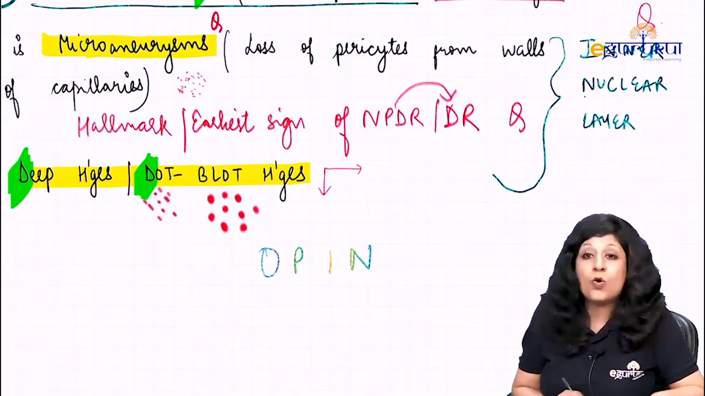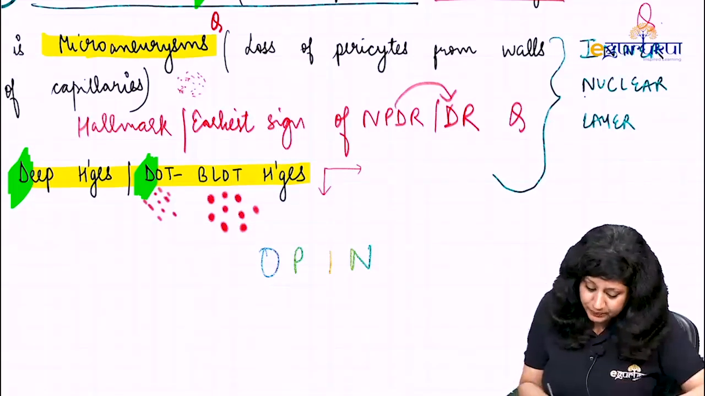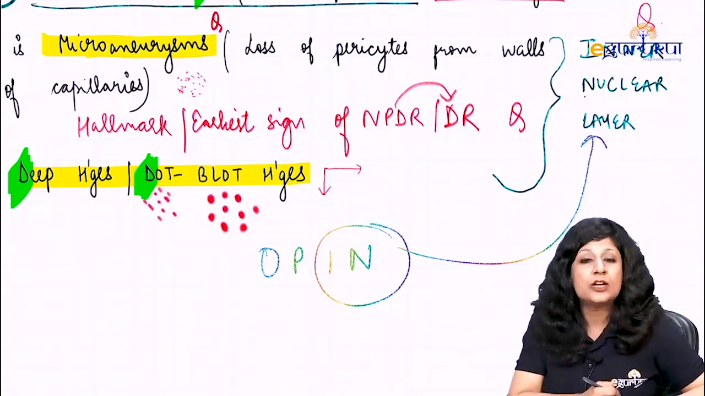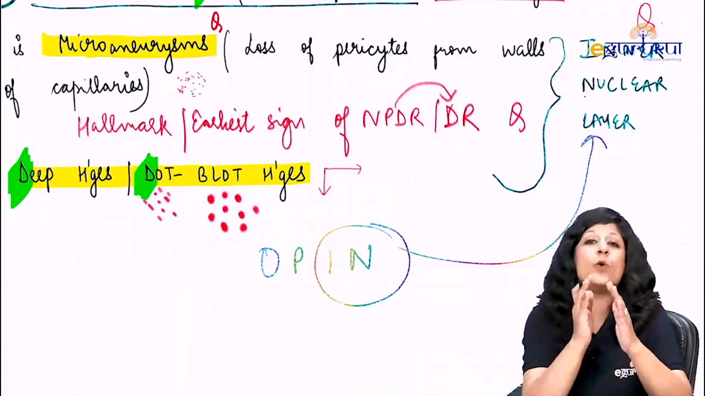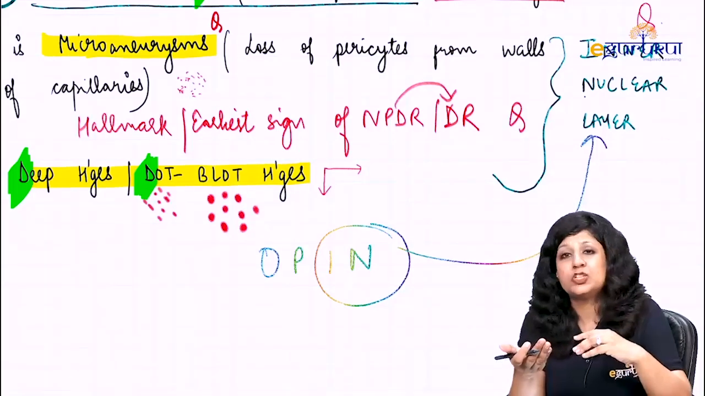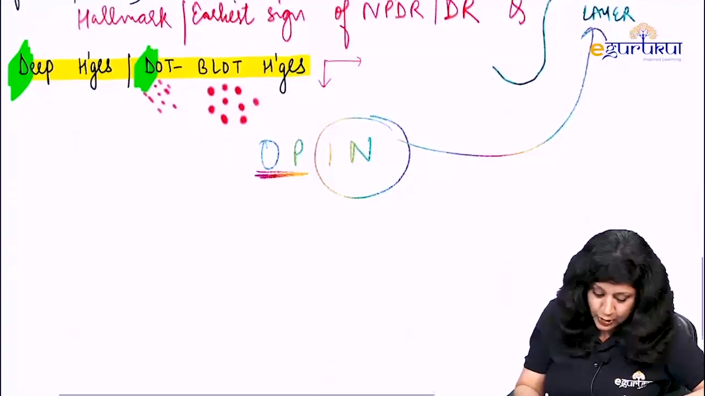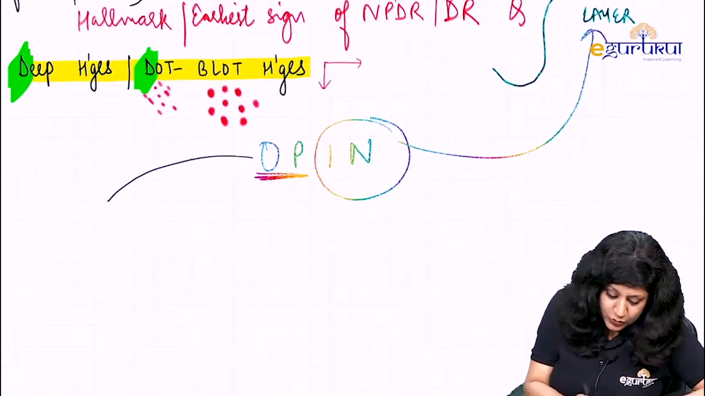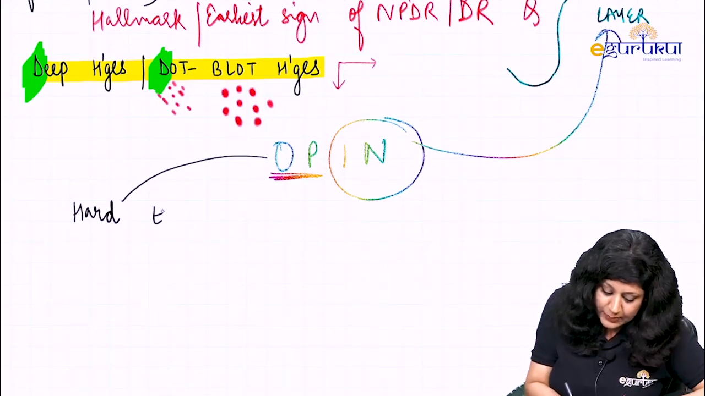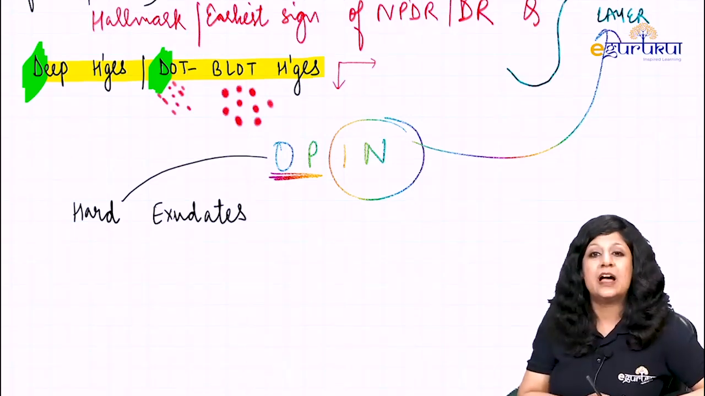Now, OPEN means the outer plexiform and the inner nuclear layer, out of which this inner nuclear layer is showing you the microaneurysms as well as dot and blot hemorrhages. And I told you that OPEN opens a gate for retinal diseases, and most of the retinal pathologies are actually found in OPEN. Now you are left with this outer plexiform layer. So this outer plexiform layer is showing you the third thing, and that is your hard exudates.